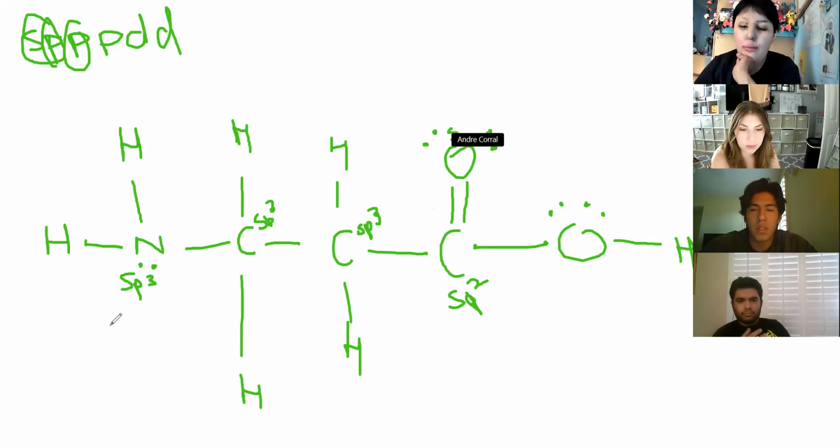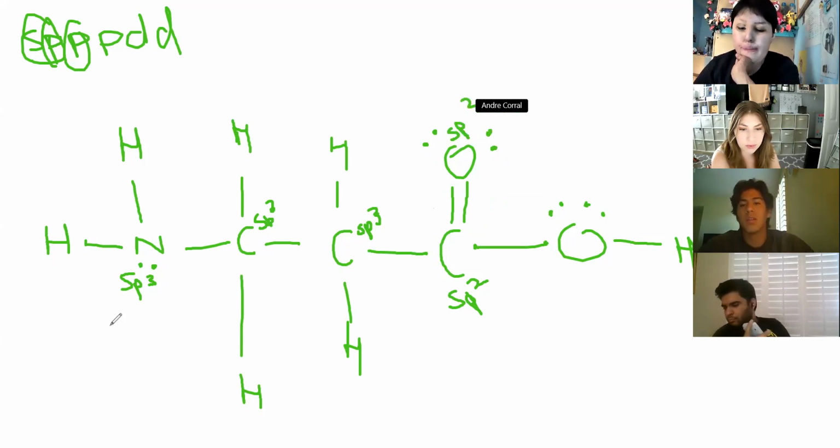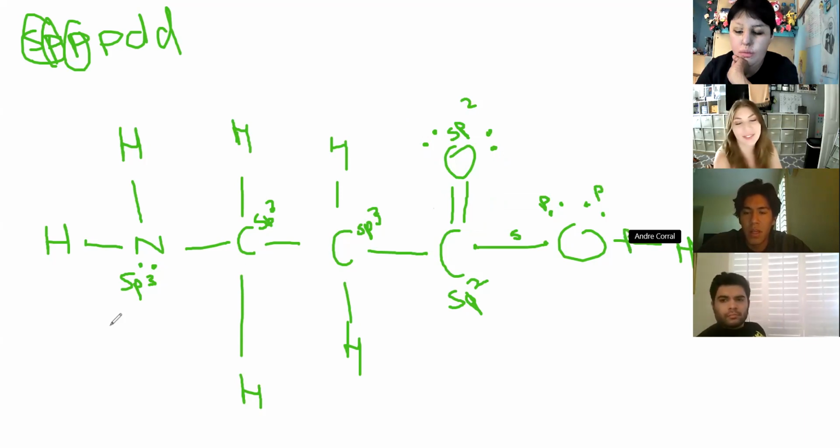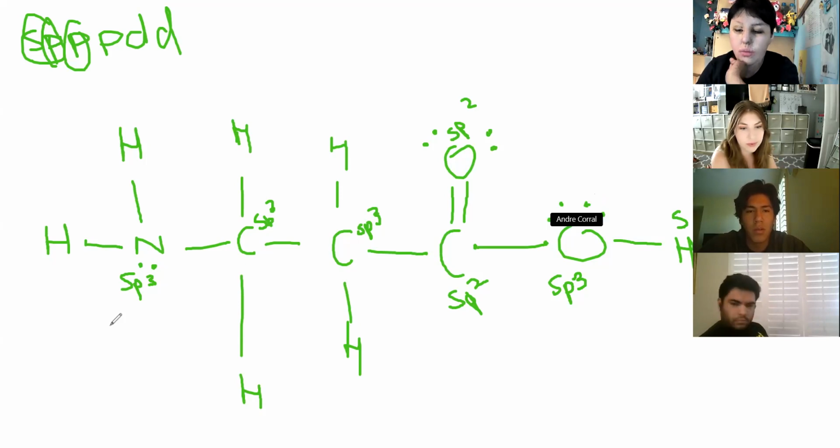Okay, so I'll write an sp2 over here. And then let's look at this oxygen. What would the hybridization be for this one? sp3. Yes, I would agree with that as well, because S and then P, P, and P, so sp3. And then the hydrogen, we already knew that it's S. So I think that was all of them, right? So that's how you do hybridization and how you make bonds, okay?